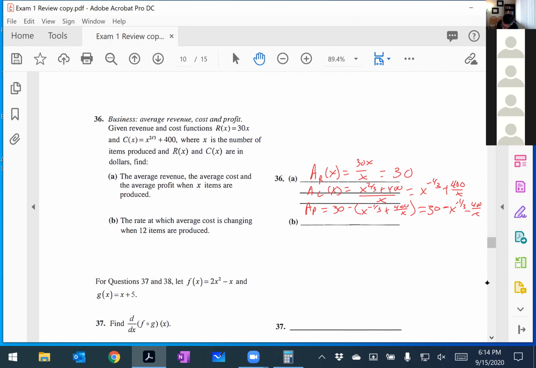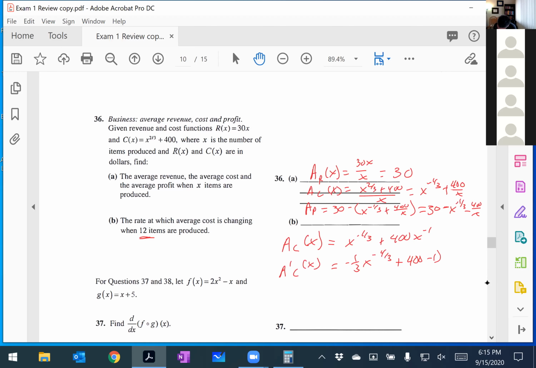We want the rate at which the average cost is changing, and again we're assuming instantaneous rate of change, especially when we're just given one data point, which is the 12. So A prime of C, the rate at which the average cost is changing, is going to be equal to negative 1/3 x to the negative 4/3 plus 400 times negative 1 times x to the negative 2.